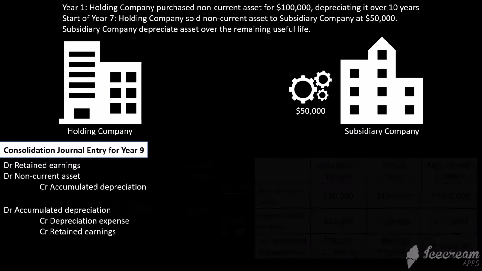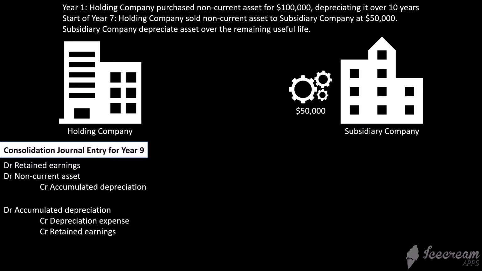Let's quickly run through the consolidation journal entry for year 9. The consolidation journal entry on undoing the gain on sale and reverting the cost is standard. Next, we will debit accumulated depreciation by $7,500, 3 multiplied by $2,500, because it has been 3 years since the non-current asset was sold to the subsidiary. We will credit depreciation expense by $2,500. This is standard. And finally, credit retained earnings by the remaining amount.